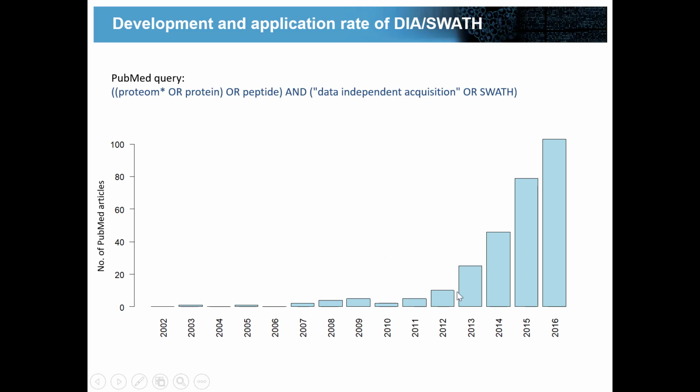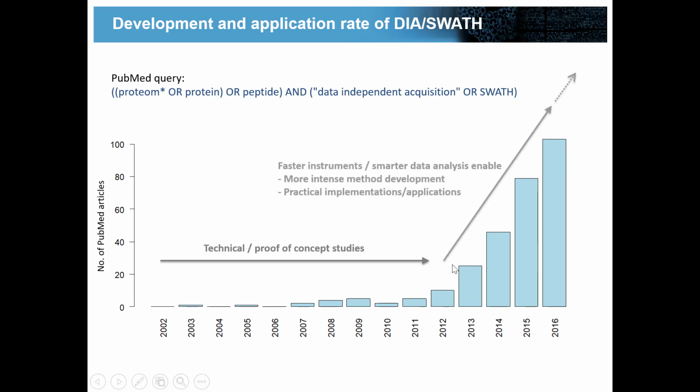And you can see that there was this phase from around 2000, early 2000s up until around 2012, where people were publishing here and there 1 or 2 technical or proof of concept studies, but it didn't really take off until around 5 or 6 years ago. And what happened there, I think, was that a couple of things happened. One is that the instruments got faster, but also the approaches to the data analysis became a lot smarter. And I'll say what I mean by this over the course of the next 2 lectures.